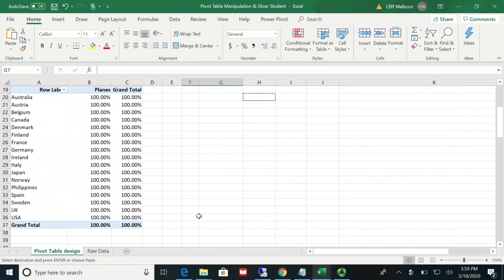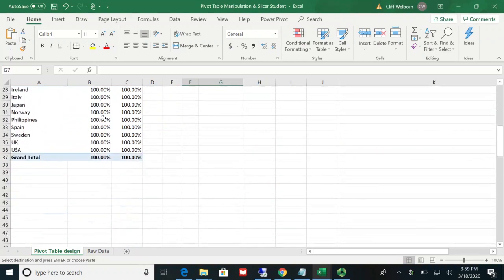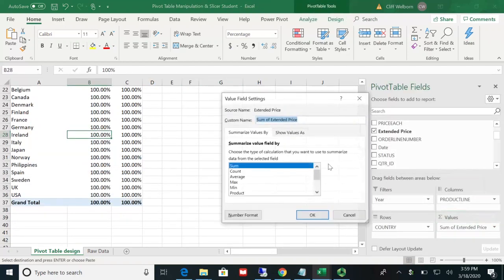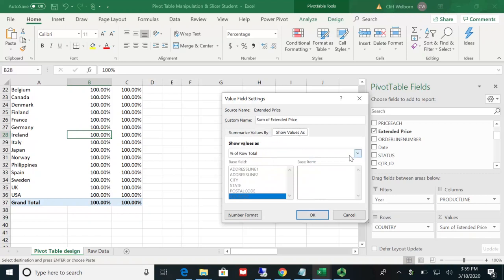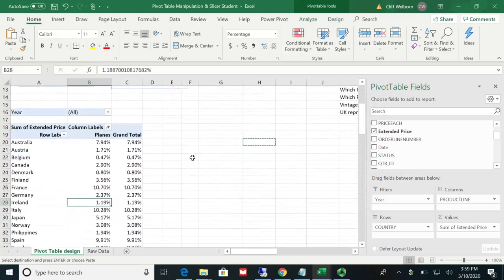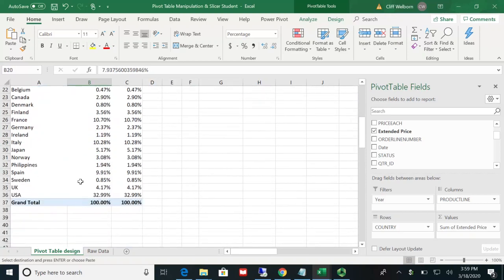Because if I want to get a percentage, I want my percentage to run down this way. I want to add up to 100% for a column. So let's change how we got our table design. Instead of showing value as a percent of a row total, a percent of a column total. And so now I'm going to see who my big buyers are of planes. And I see that UK bought 4% of the planes that we sold.